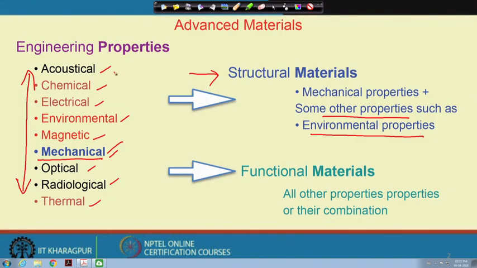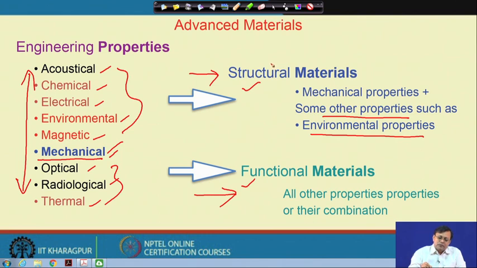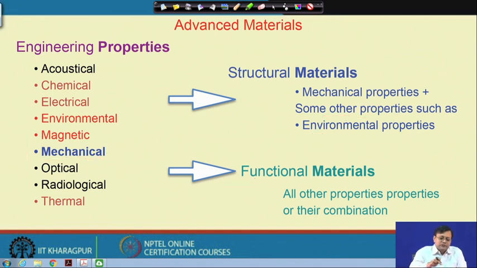Whereas, all these other properties are usually considered as functional properties of materials. So, we usually see these two different categories, structural properties and functional properties, and the materials used for them are called structural materials or functional materials.